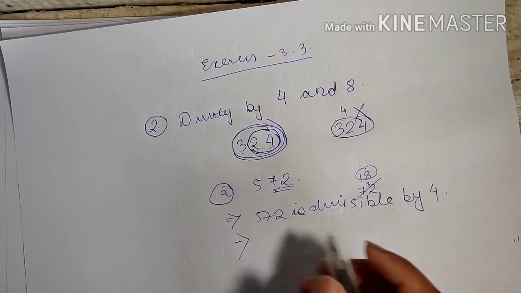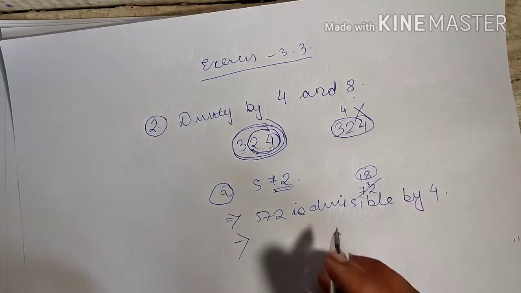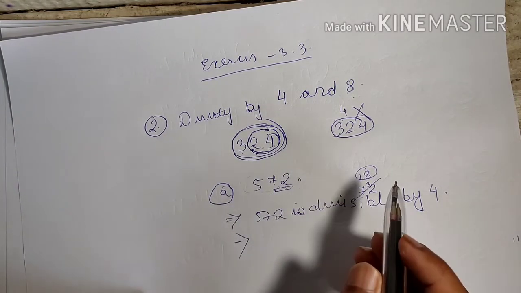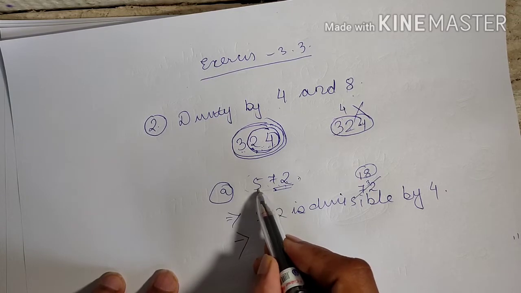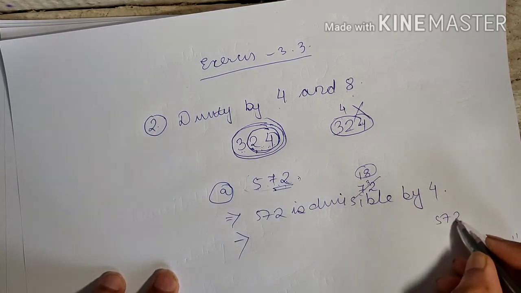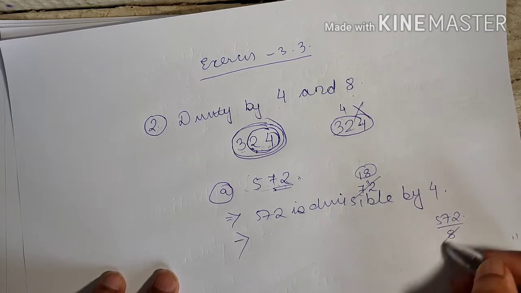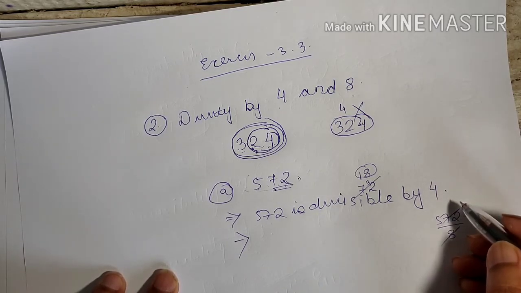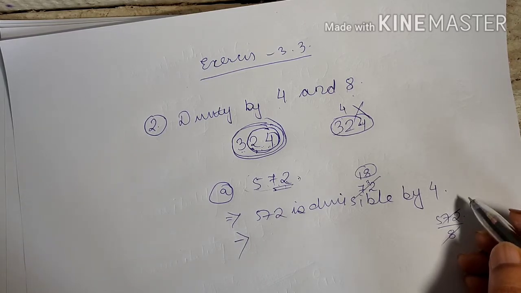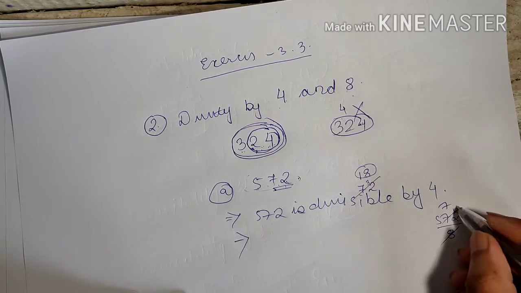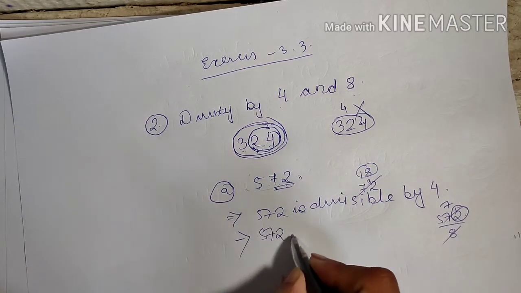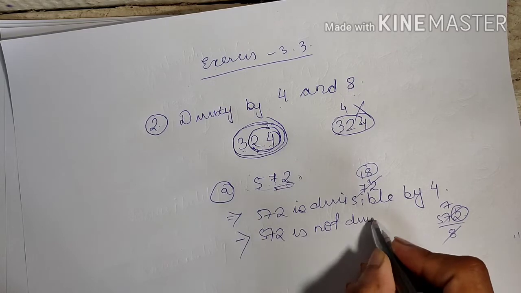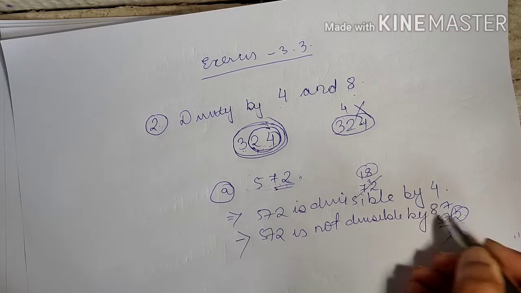Let's see for 8. Is 572 divisible by 8? How will you see? Now you have to check this whole number, because for 8 we have to see the last 3 digits, isn't it? I have already explained you. So you will see this whole 3 digits, 572. Is 572 divisible by 8? Let's see. 8 5s are 40, 8 6s are 48, 8 7s are 56. Borrow is 1. So this 12 is not divisible by 8. So you can say that 572 is not divisible by 8. In this way you have to solve.